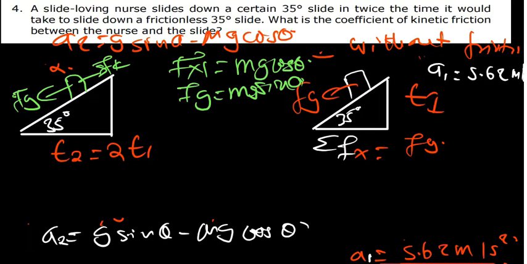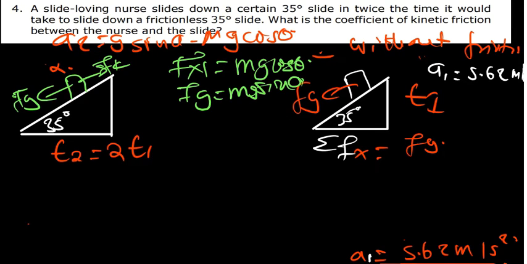Now from here we can see that the distance is going to be the same, like we have said. Since we have made these two the same, the distance is the same. Since we have time, the formula we're going to use is D equals V initial times T plus half a t squared. Remember, our initial velocity is 0, so this is going to be cancelled.